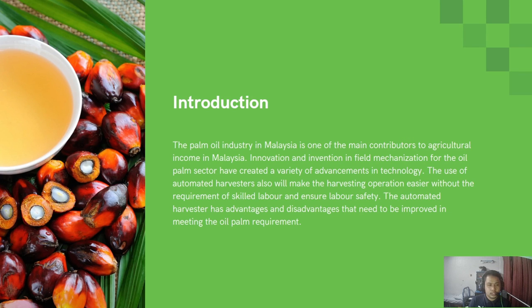So for the introduction, the palm oil industry in Malaysia is one of the main contributors to agriculture income in Malaysia. The innovation and invention in field mechanization for the oil palm sector have created a variety of advancements in technology. The use of an automated harvester will also make the harvesting operation easier without the requirement of skilled labor and ensure labor safety. However, the automated harvester has advantages and disadvantages that need to be improved in meeting the oil palm requirements.